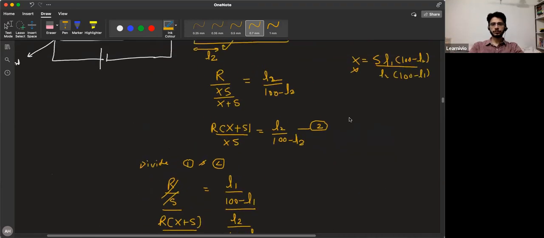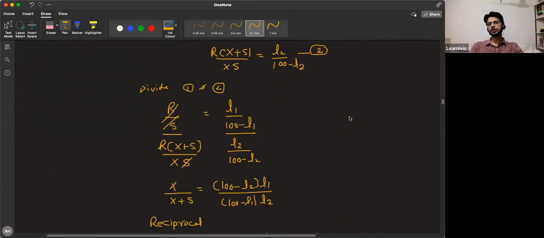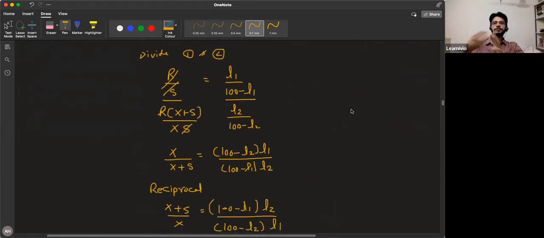Good. See, it's a very common question from your board exams. From meter bridge, you get these type of questions where the numerical values are not given, the variables are given. These are known as alphanumerical questions.